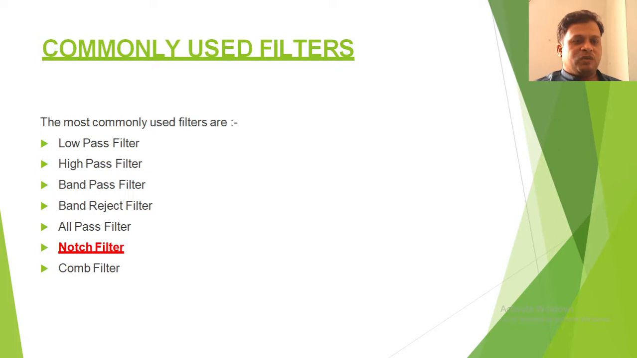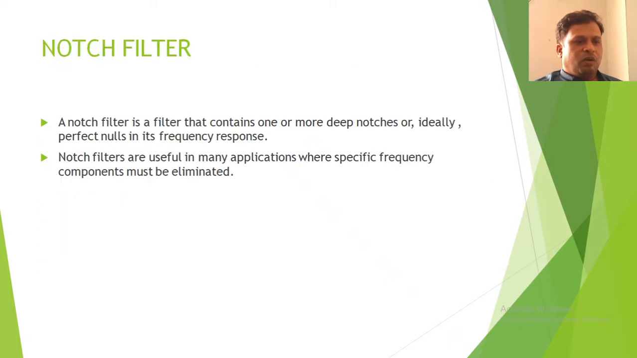As we have seen, the commonly used filters are low pass filters, high pass filters, band pass filter, band reject filter, all pass filter, notch filter and comb filter. So we have studied all these filters already. Now we will study about the notch filter. What is a notch filter?